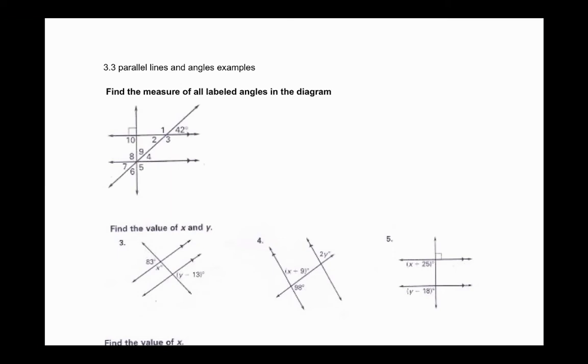So we are going to do the 3.3 examples. Our first problem is finding the measure of all of the labeled angles in the diagram. We're going to find the measure of all 10 of these angles. So I'm going to write down measure equals. Make sure you put the letter M in front of the angle name, because we're not dealing with the angle equals, it's measure of the angle is equal to.